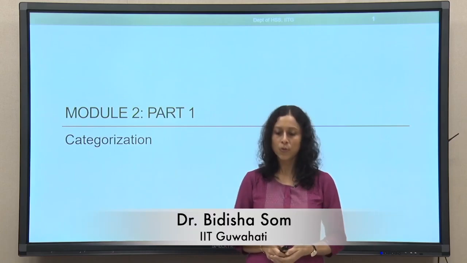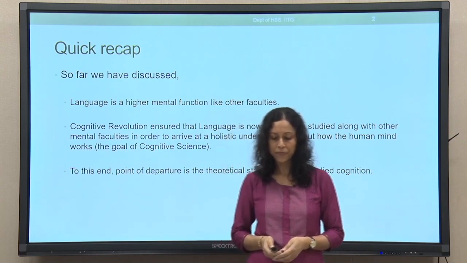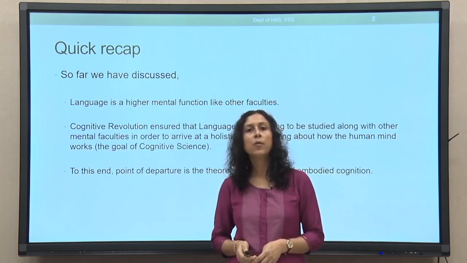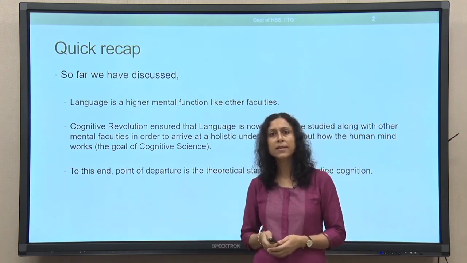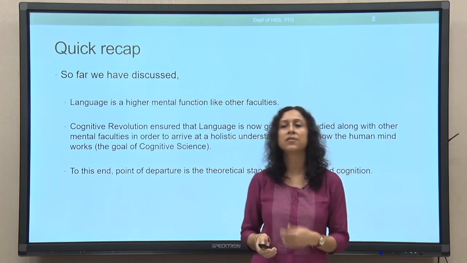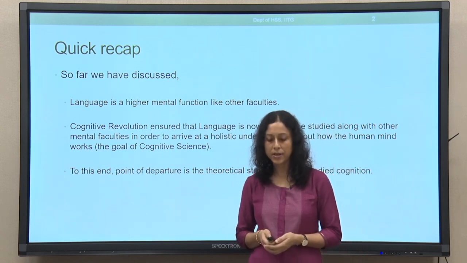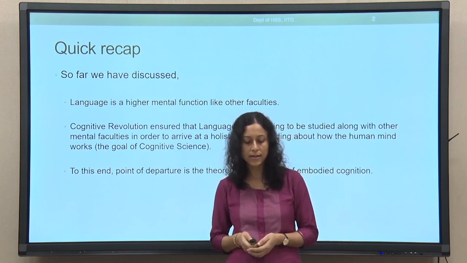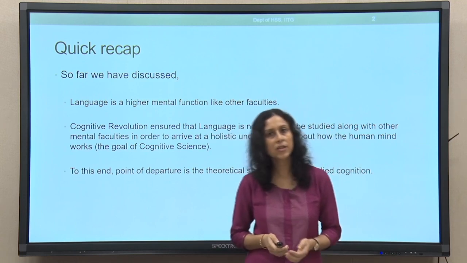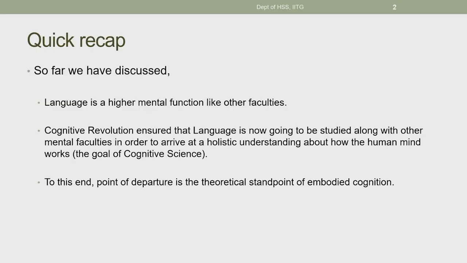Welcome to module 2, part 1. So, a quick recap is in place. In module 1, we had 3 lectures, part 1, part 2 and part 3, where basically the message that we have had is based on the historical aspects of this field and how it grew from a philosophical perspective and so on. The conclusion we have reached in the first module is that language is a higher mental function like other faculties. Language is not something to be treated separately, something to be treated as part of the outside world and so on.